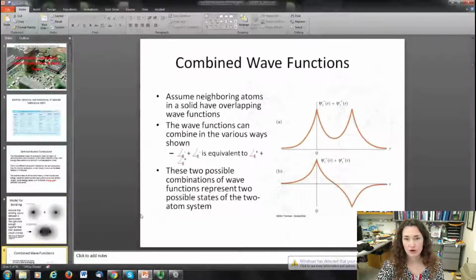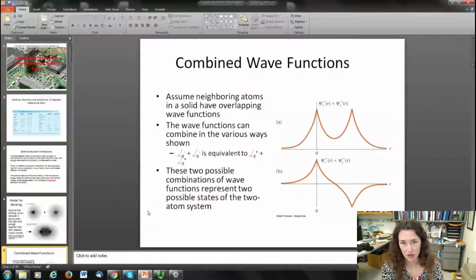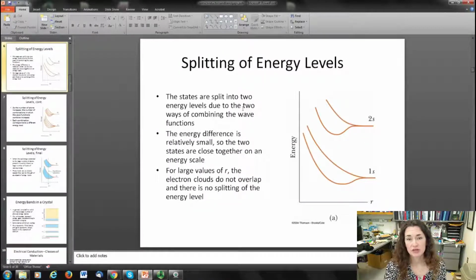Now, if you wanted to figure out what the wave function for that might look like, say for one electron, you can imagine that as you bring the atoms together, the wave functions for the two would overlap and combine. You might imagine that these wave functions can combine in various ways. You might have one that looks like this and one that looks like this, and that would give you two possible states. Those states would be split into two different energy levels, and there would be two ways of combining the wave functions. The energy difference between those two possible states might be pretty small, so they would be close together on the energy scale.